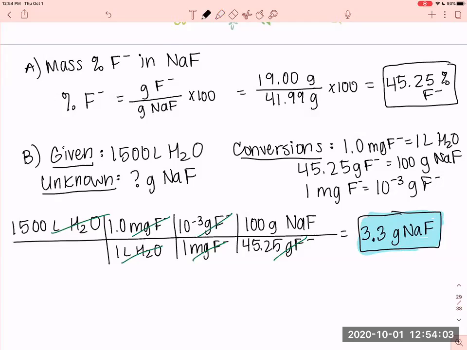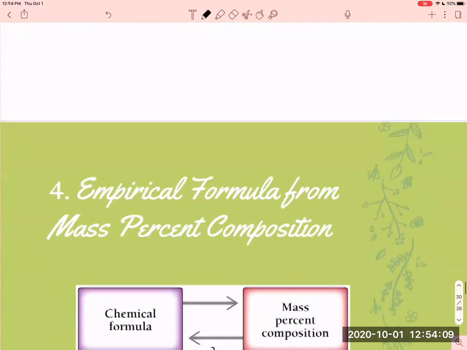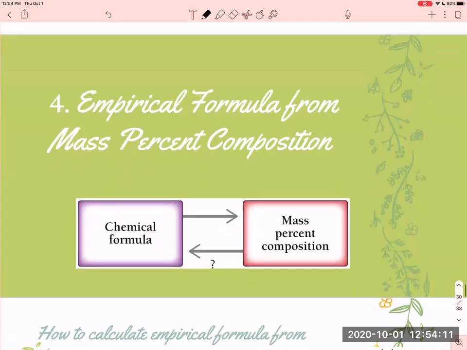All right. So hopefully that wasn't too bad. That is kind of a challenge problem. So we're going to move on and talk about empirical formula and mass percent composition. We're going to use it now to find empirical formula. So this is really the good use of these things.